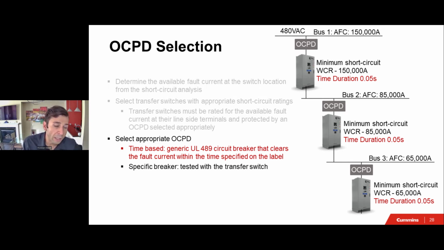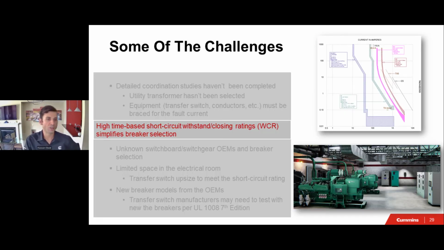And since it's a generic UL 489 breaker, this goes back to the challenges that I've listed before. So if we have a transfer switch that has a high WCR, high withstand and closing rating for time duration, that should help simplify the breaker selection. So that challenge that I talked to you about, where you have unknown switchgear or switchboards, or the electrical contractor might have changed the breakers or the electrical distribution board in the middle of the design of the system.